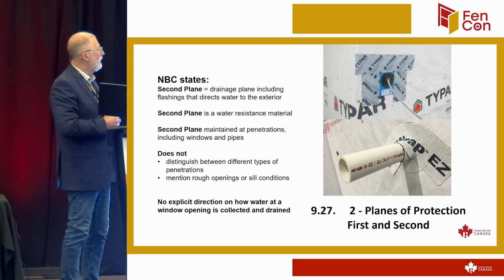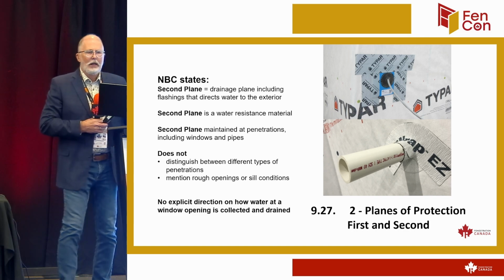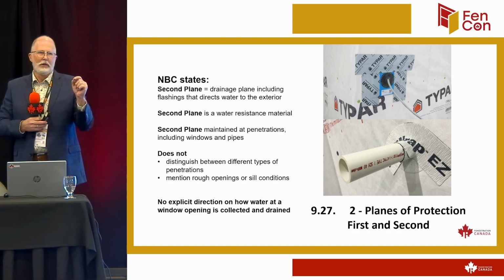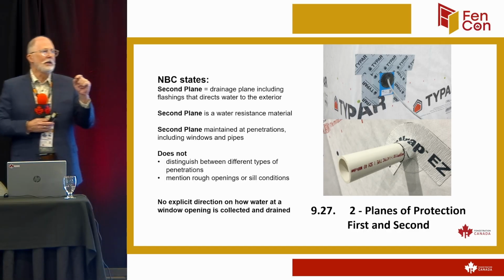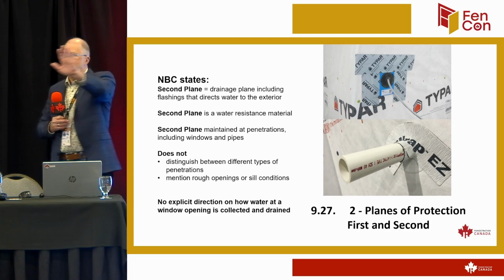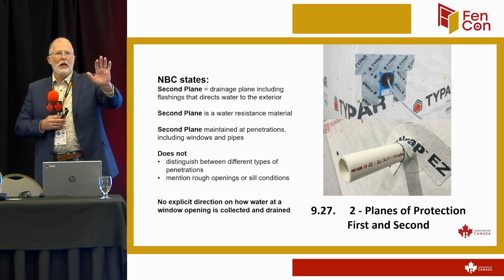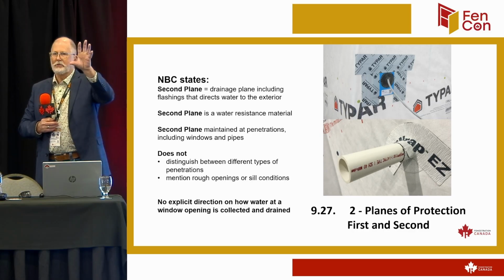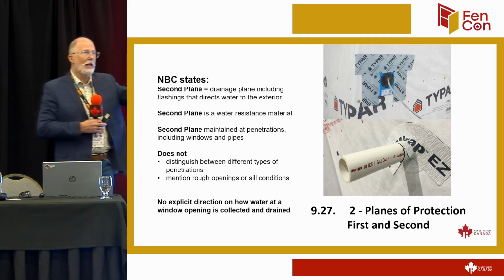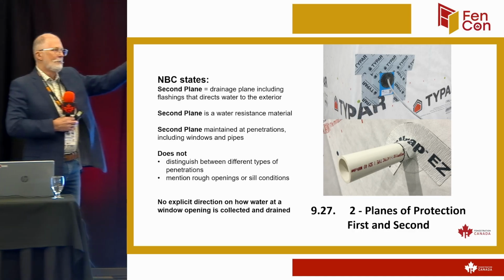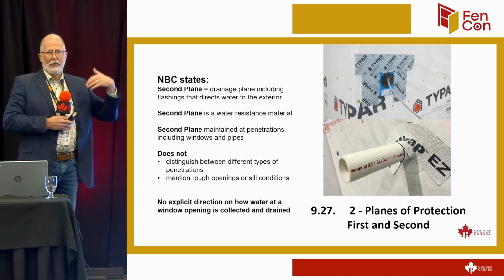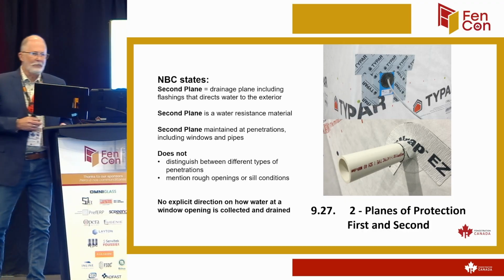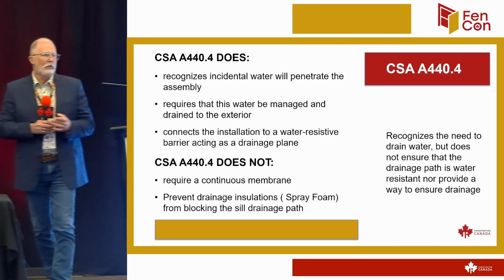Second plane needs to be maintained at pipes and penetration, so it applies the same principle to pipes as it does to windows, which would lead somebody to believe that when you install a window, you have this flat surface of house wrap over the sheathing, and you seal all four sides of the flange to that flat surface because that's protection. When we know that's not true in reality, water gets into the rough opening. So that needs to be dealt with and brought out. So that was what precipitated the code change. So there's no explicit direction on how to deal with that water.